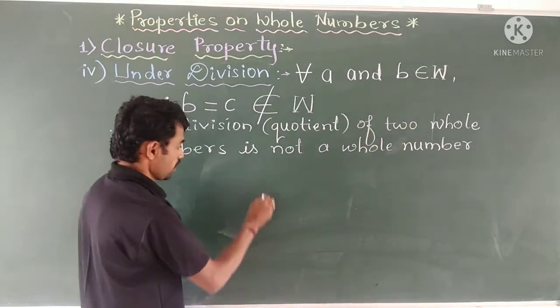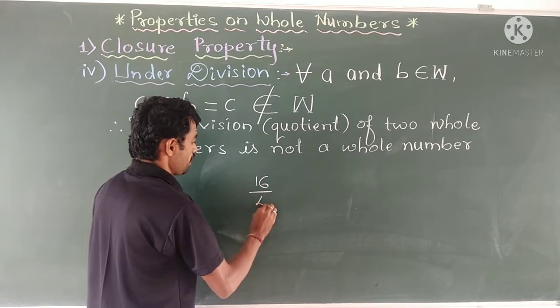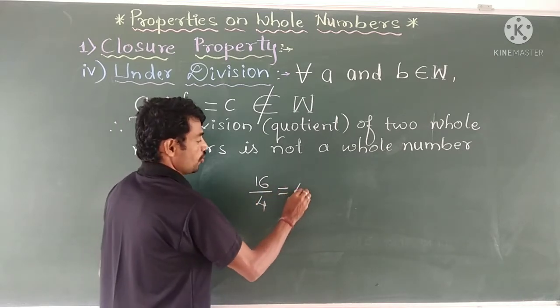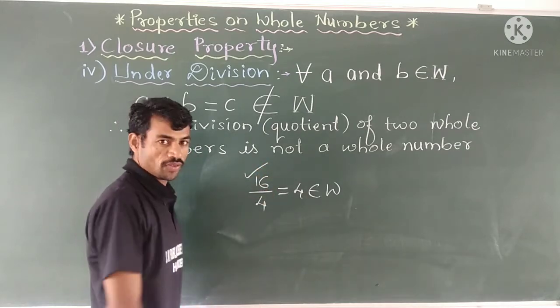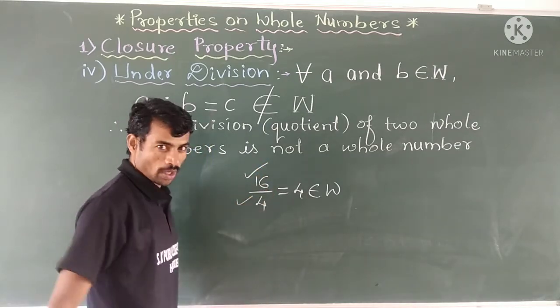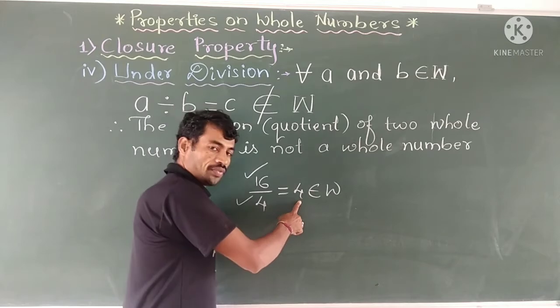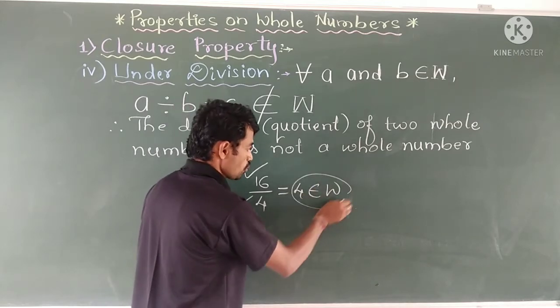For example, I take 16 divided by 4. So the value will be 4, that belongs to W. 16 is one of the whole numbers, 4 is one of the whole numbers. Their division, the quotient, what do we get? 4. That also belongs to W.